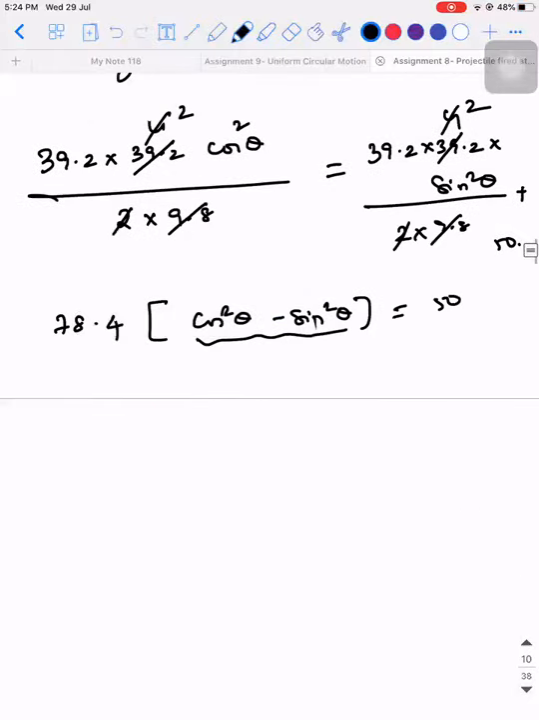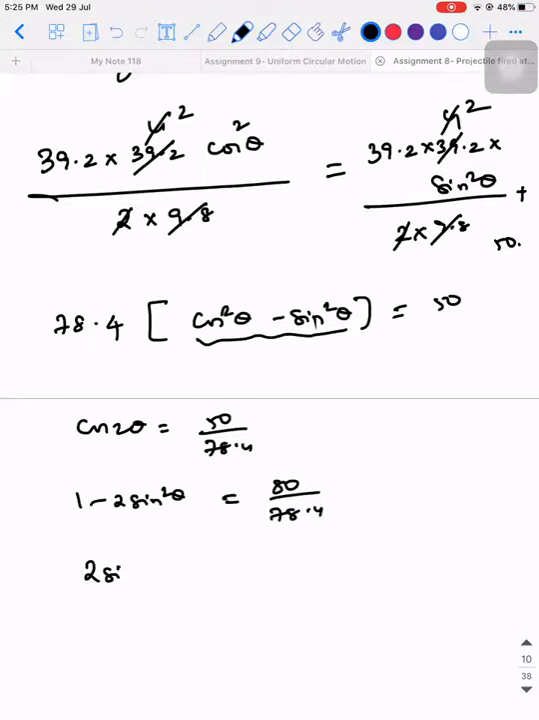Sir, cos 2 theta is 50 by 78.4. Use 1 minus 2 sin square theta. Very good. So 1 minus 2 sin square theta is equal to 50 divided by 78.4. So 2 sin square theta will be equal to 1 minus 50 divided by 78.4. So that is 28.4.